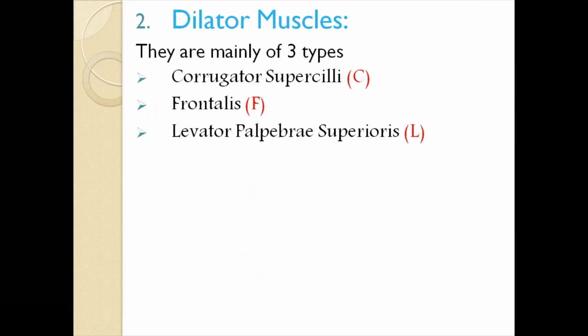Now coming to the dilator muscles. As I've told you, dilator muscles are of three types, and the mnemonic I told you was CFL. CFL is the mnemonic that you have to remember. C stands for corrugator supercilii, F stands for frontalis, and L stands for levator palpebrae superioris.